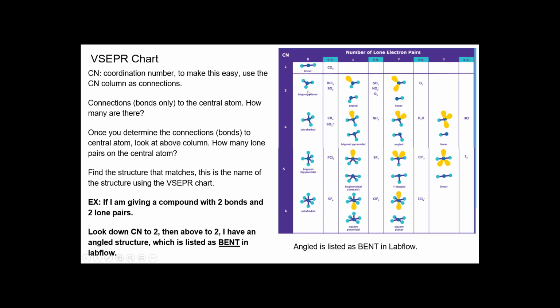So the yellows are the lone pairs. Sorry, I thought I looked at this better, and apparently as I'm talking I didn't, not as well as I should have. Maybe it was a little confusing to me.